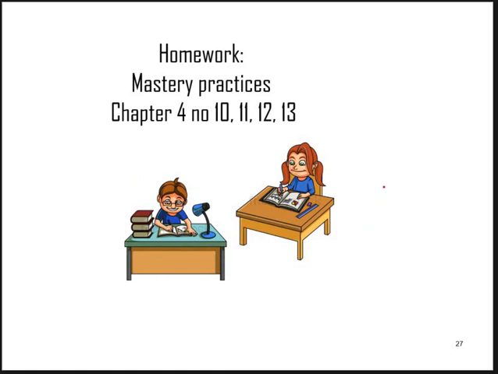Alright, so we have done 4.4 part 1. Okay, so our homework today is Mastery Practices Chapter 4, number 10 until 13. Okay, macam biasa, submit in GC. Okay, so we will continue our lesson for part 2. Alright, thank you class.